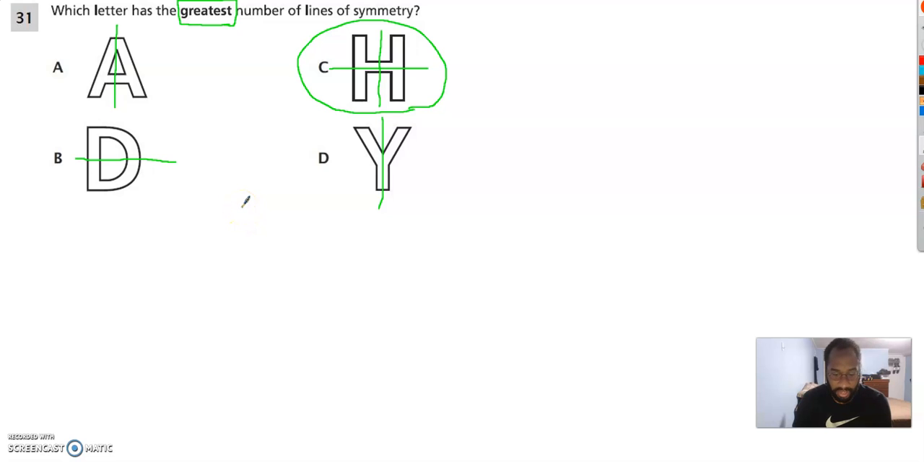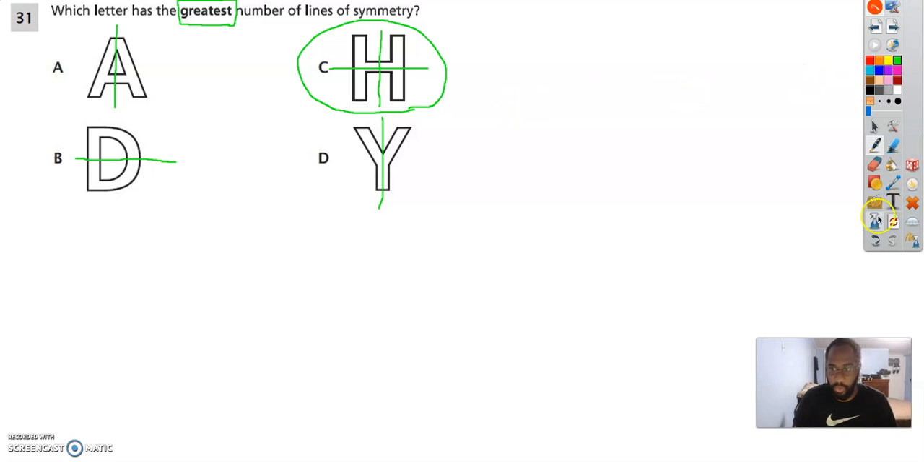All right, excellent job, Aaron. So make sure you look at the lines whenever you're folding the shape, so you can see if it's a line of symmetry. It has to be equal on both sides of the line. All right, let's try one more.